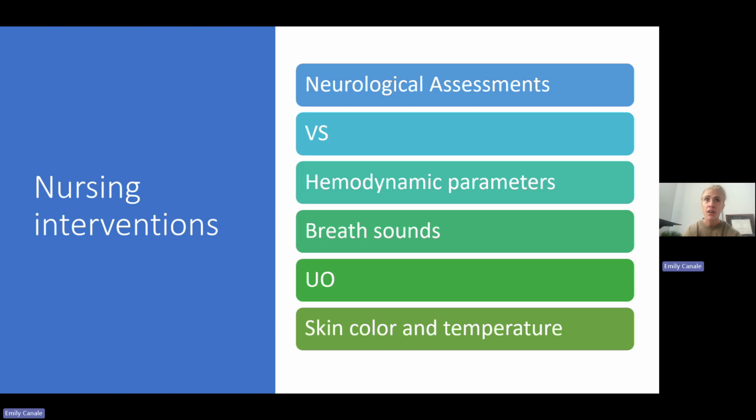Your assessments here are identical, all shock. This is what we're thinking. That decreased LOC, because I'm not getting cardiac output. I'm thinking maybe hypotension, tachycardia, because I don't have good cardiac output. That respiratory rate is going to increase. Looking at my hemodynamic monitoring, my breath sounds. Again, I could have crackles because of that pulmonary edema. The urine output is going to decrease. Cool, clammy skin.